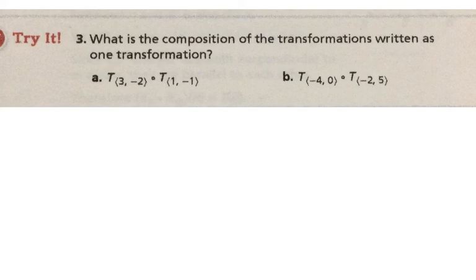So we went right 3, right 1. That means I'm going right 4. I'm going down 2, down 1. That means I'm going down 3 total. So this translation would be 4, -3 when I combine them. You're just basically adding the numbers. 3 and 1 is 4. -2 plus -1 is -3, because I'm going down 2, and then I'm going down 1 more, which means I'm going down 3 in total.